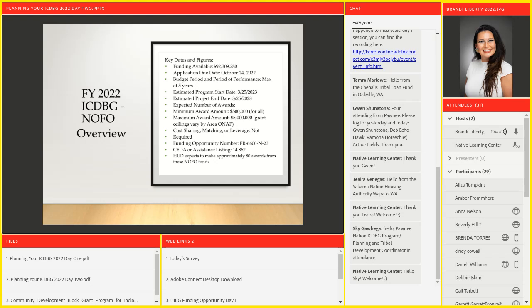Leverage or cost sharing is not required, although as you will see when we look at rating factor 4, you do receive points depending on the amount of leverage you put into your project. HUD does expect to make approximately 80 awards from these NOFO funds.